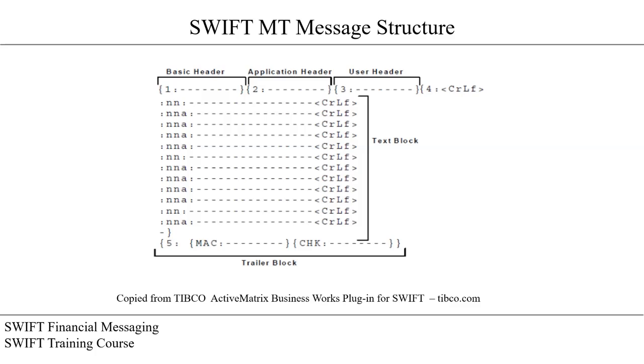And then we have the bottom, which is the trailer, block 5. That would have the trailer details on there as well. So this is a typical format of an MT message.